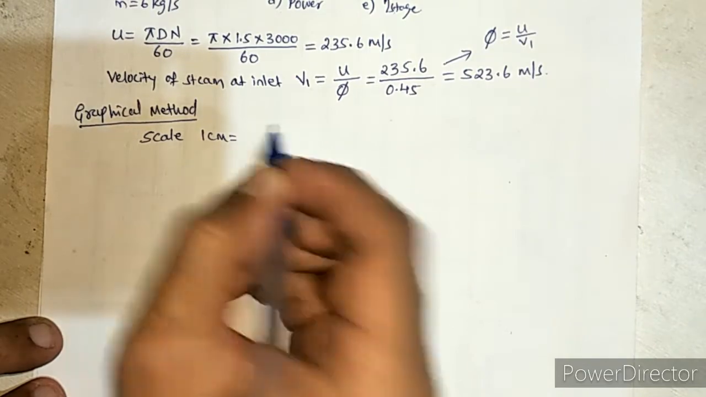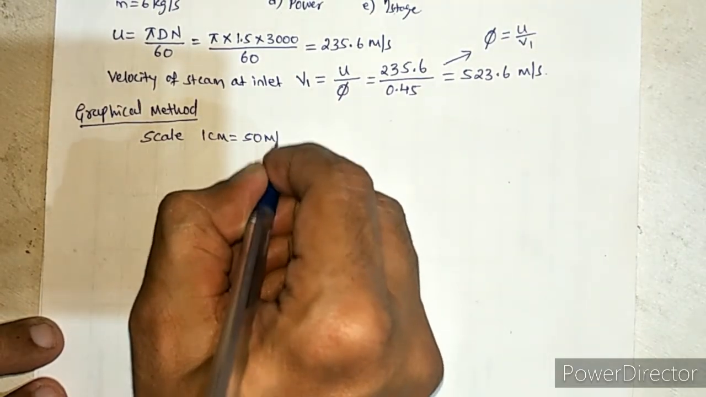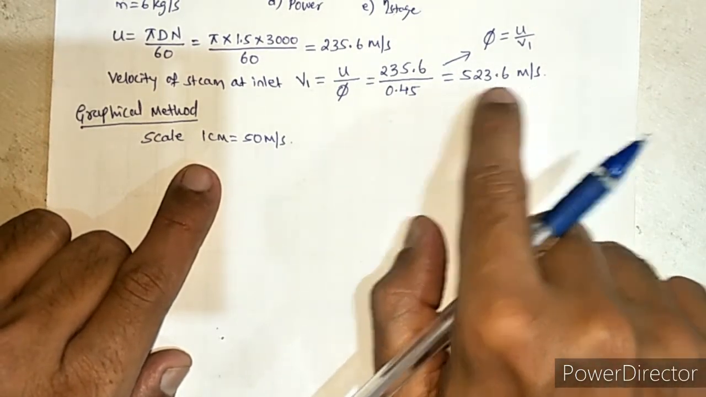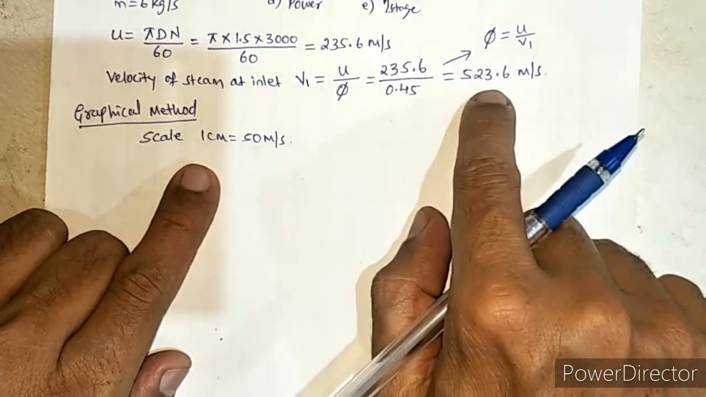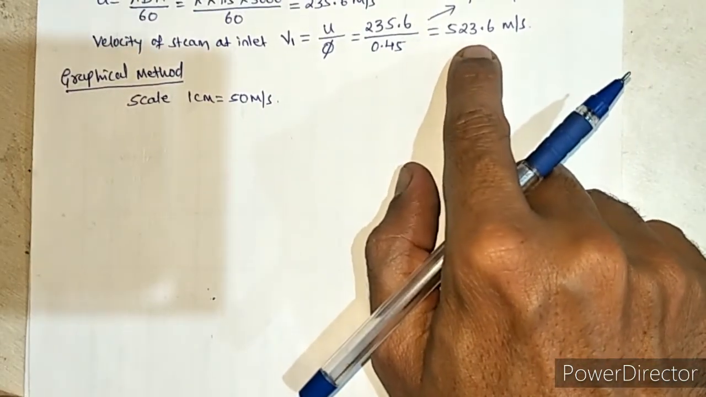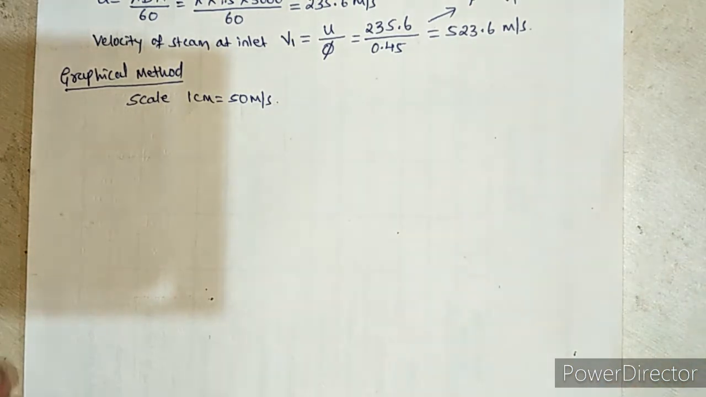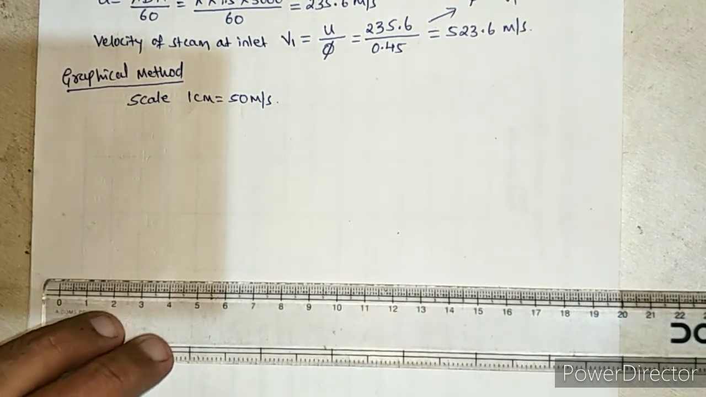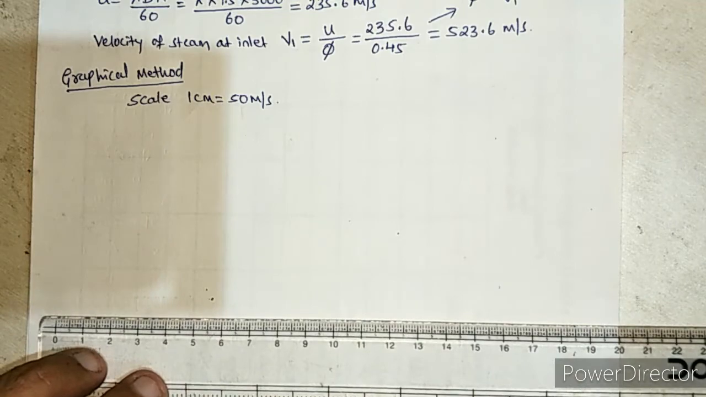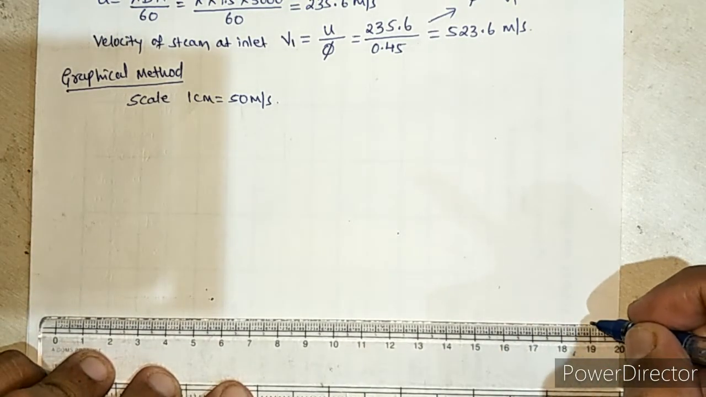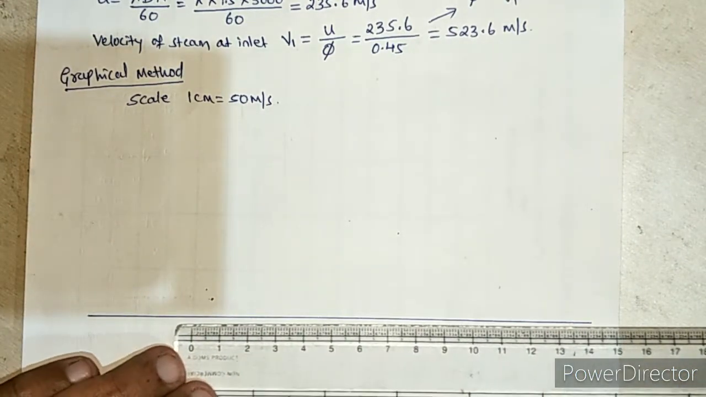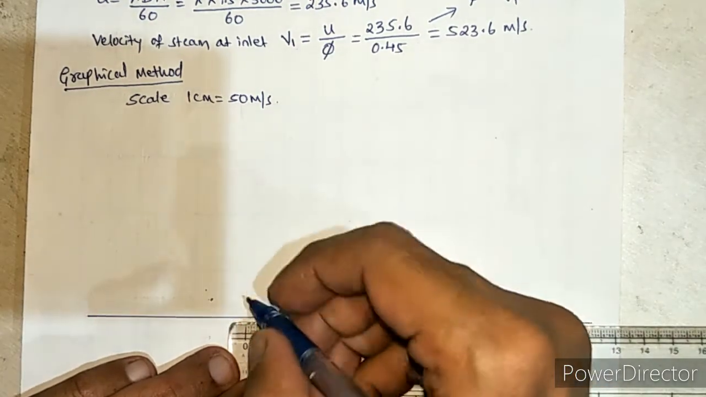1 centimeter is equal to 50 meters per second. For 10 centimeters I will get somewhere around 500 meters per second, right? So 500. So it can be fitted on the paper, this velocity triangle. Okay, so first I will draw a horizontal line here. Right. Then I will locate point A here.